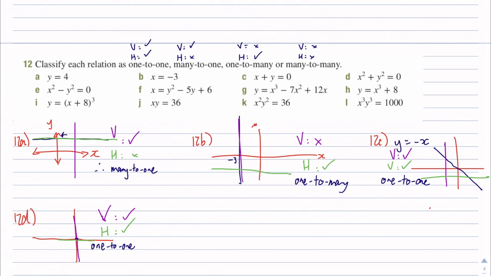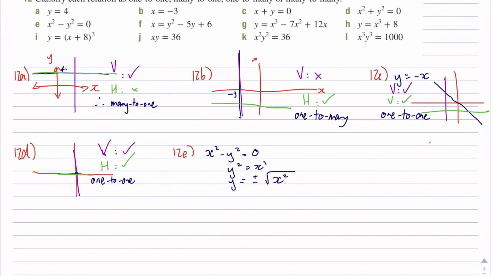Okay, 12e. X squared take y squared equals 0. This one's harder, because x squared take y squared equals 0 means y squared equals x squared. So y equals plus or minus the square root of x squared. I don't know how to graph this, so I'm going to do a table of values. I'm going to have x, y, and I'm going to try minus 3, minus 2, minus 1, 0, 1, 2, 3, just to give myself a really good idea of what this is going to look like.